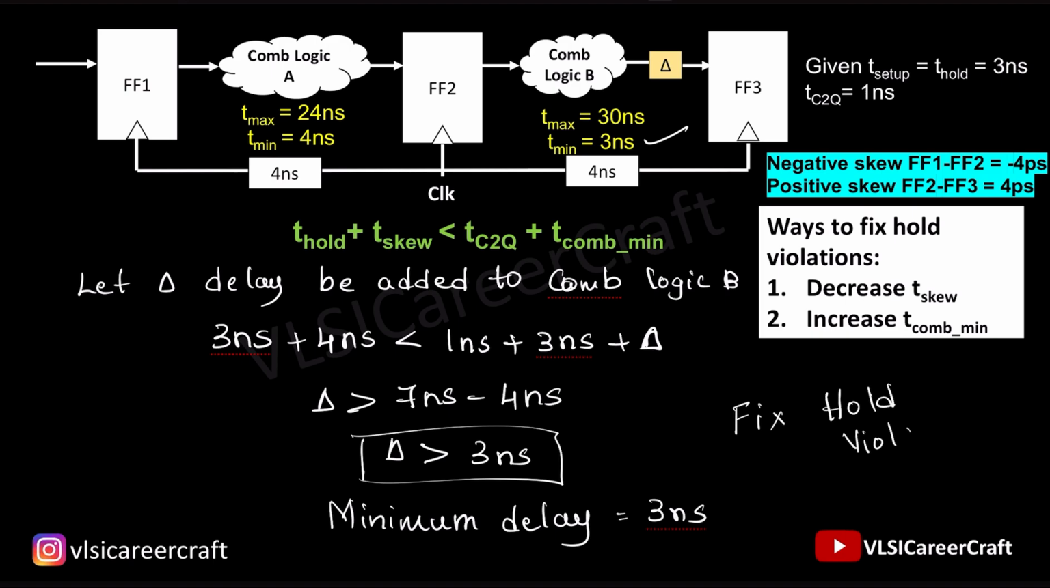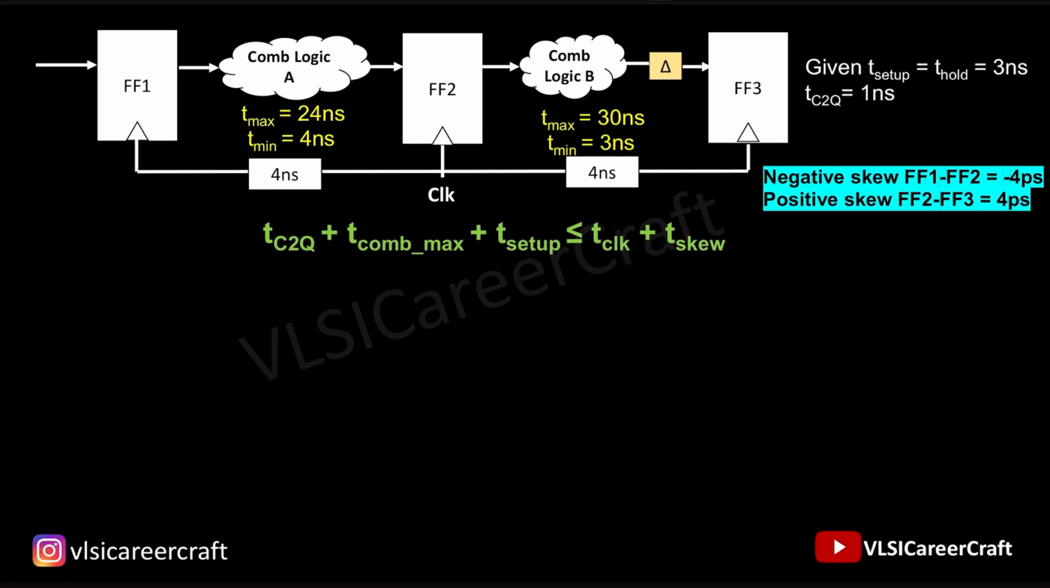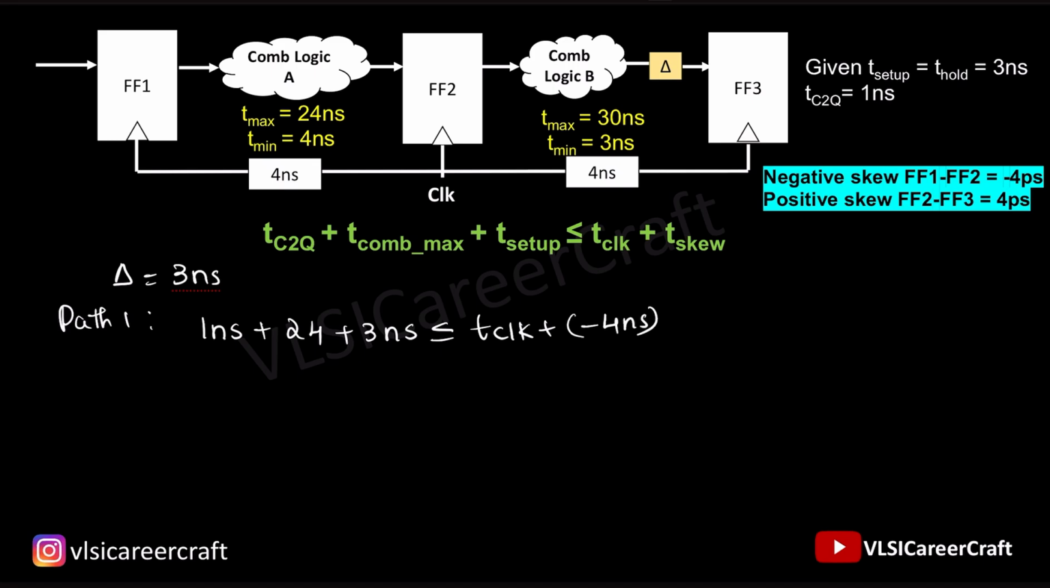Now with this delay, we need to see how the minimum clock period of this modified system is changing. That is the third part of the question. We have delta equal to 3 nanosecond. For calculating the clock period for path 1, we have clock to Q 1 nanosecond plus 24 plus T setup 3 nanosecond, which should be less than or equal to T clock plus T skew. So T clock should be greater than or equal to 28 plus 4, which is 32 nanosecond. So there is no change in path 1.